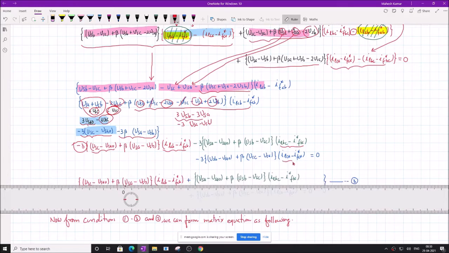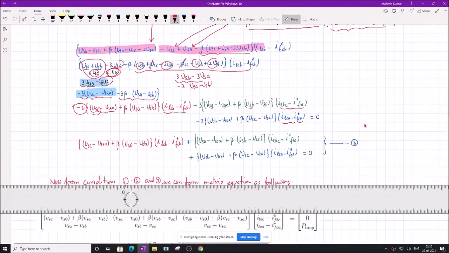Similar terms are obtained for the next two variables, that is ILBC minus IFBC star and ILCA minus IFCA star. We just update the subscripts: C becomes A, A becomes B and B becomes C. The minus 3 is common from all the sides, so this minus 3 will also go away because the right side is equal to 0. Finally we get this equation as BSC minus BSA0 plus beta BSA minus BSB into x. This is ILAB minus IFAB star.